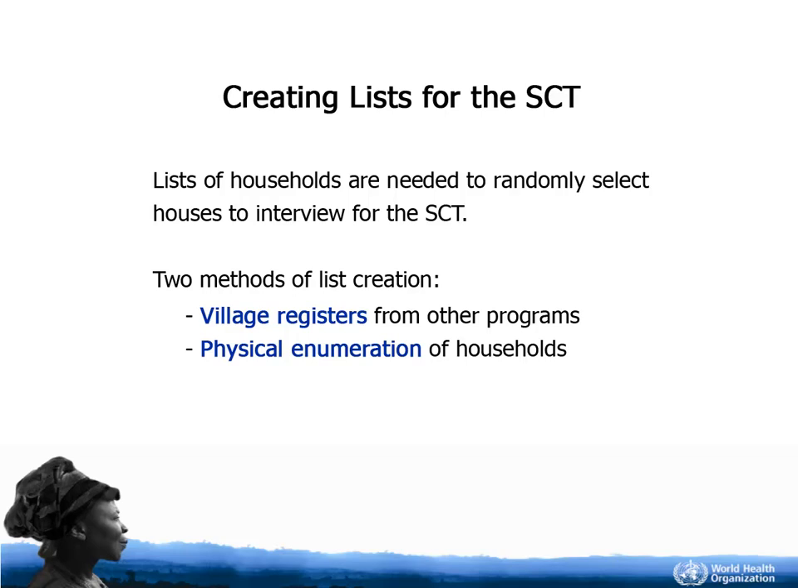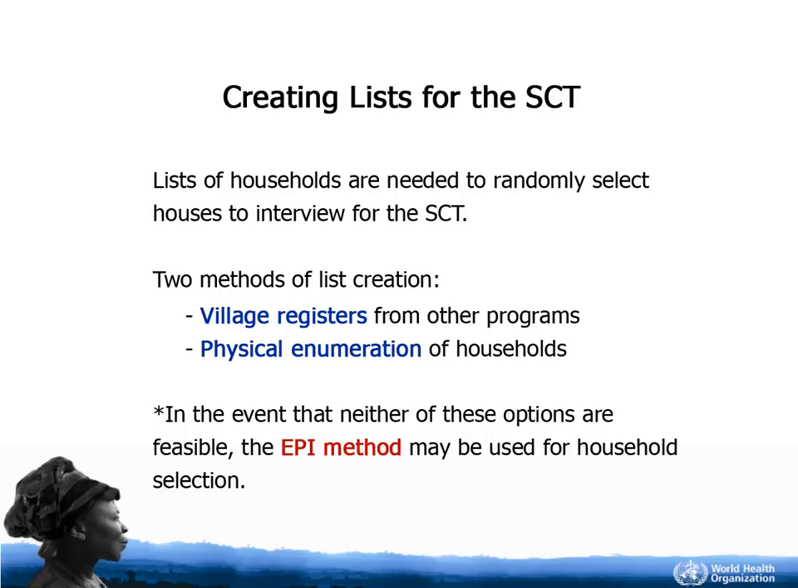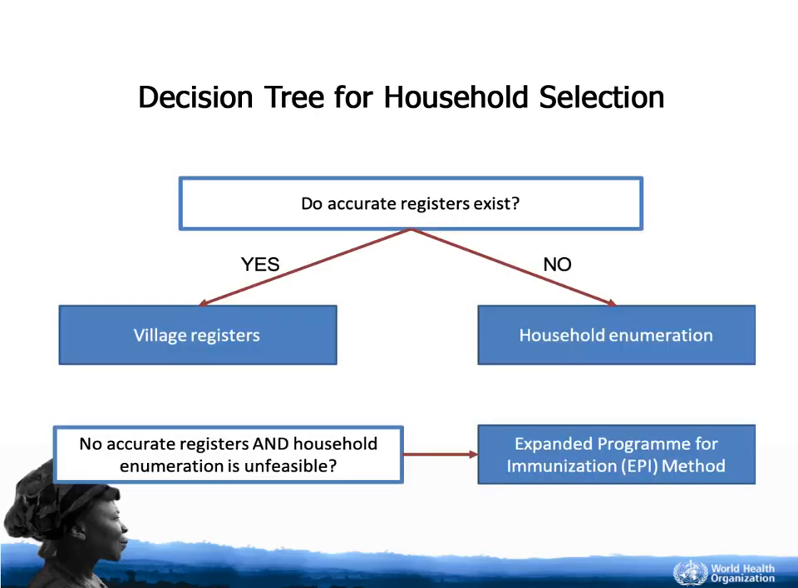Sometimes, good household registers may exist as the result of bednet distribution or other public health programs. If a list of households cannot be obtained, either because it doesn't exist in advance or because physical enumeration is deemed to be too difficult or resource-intensive, then an alternative approach to household selection is to use the method developed by the original Expanded Program for Immunization, or EPI approach. Whichever method is selected should be used consistently across all SAs so that all SCT implementers can be trained in the same method. Here, you can see a decision tree for household selection.